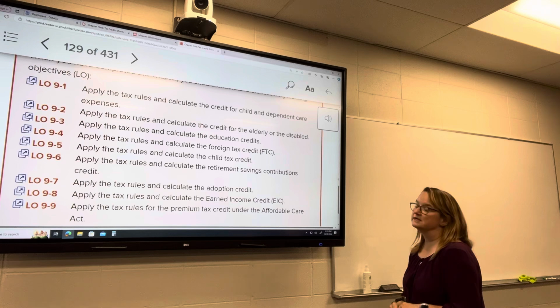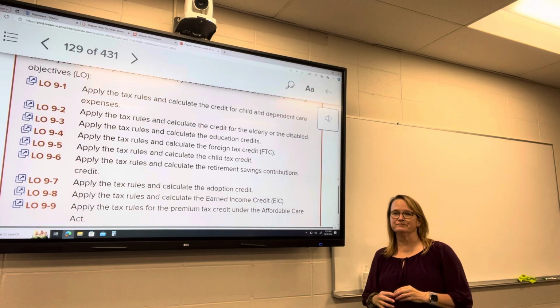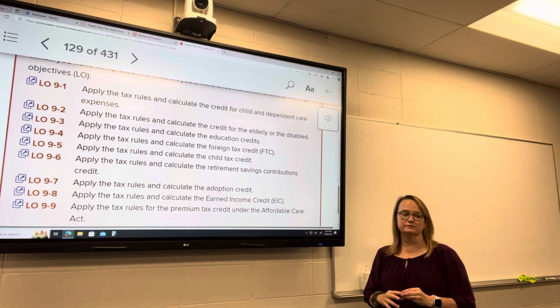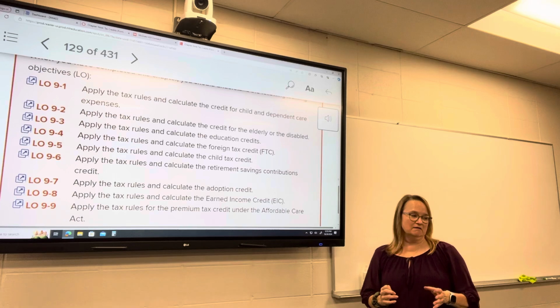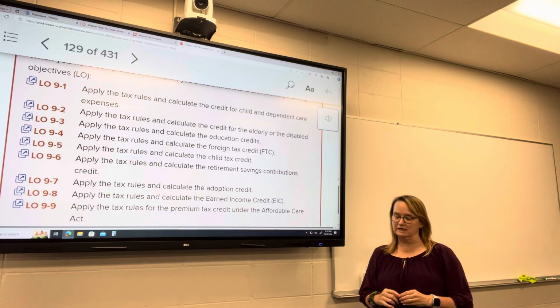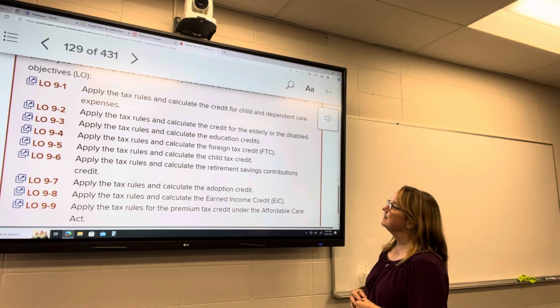Credit for the elderly or disabled, that's another type of credit. I'm not quite sure why they include this in the chapter. It's pretty obscure. A lot of folks don't really get to take advantage of it, but we'll take a peek at that and what it all means.